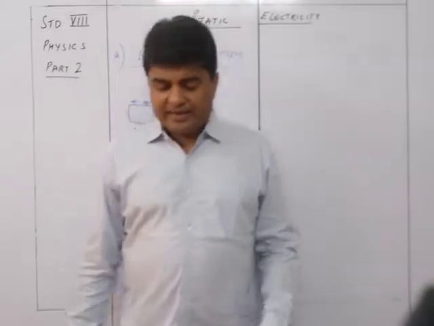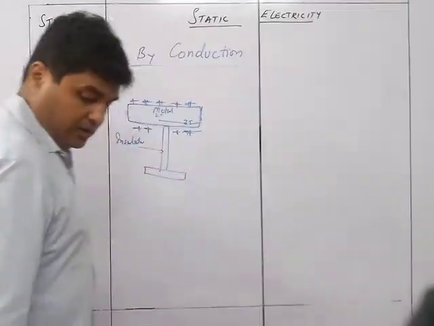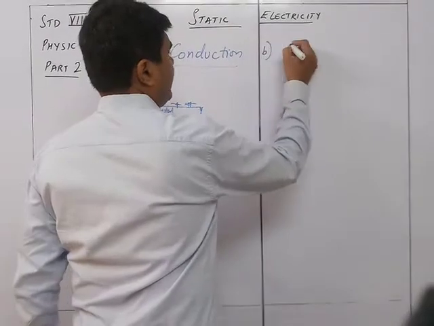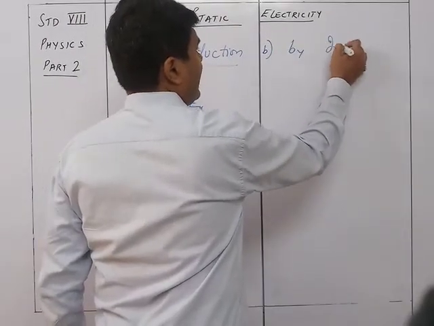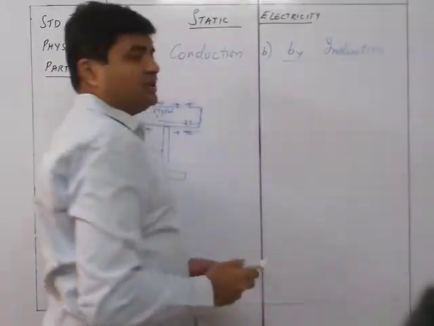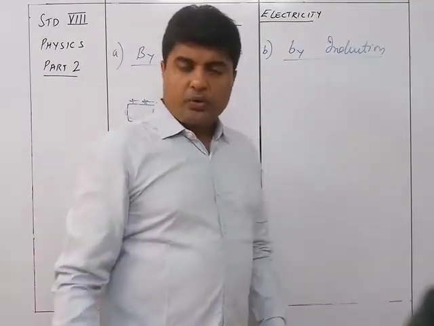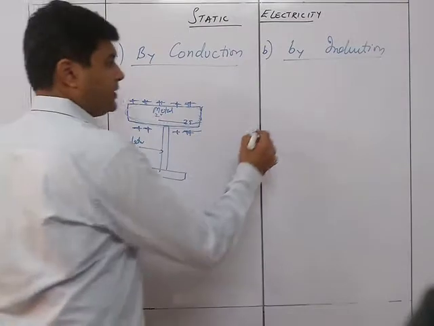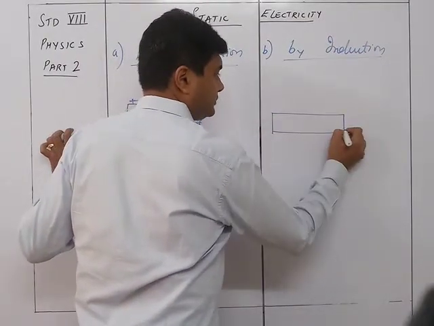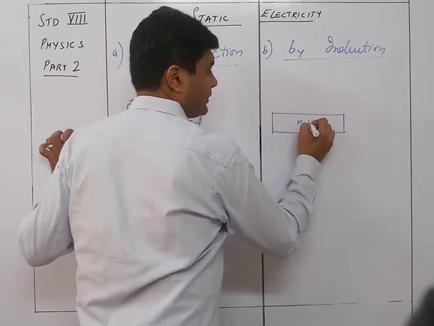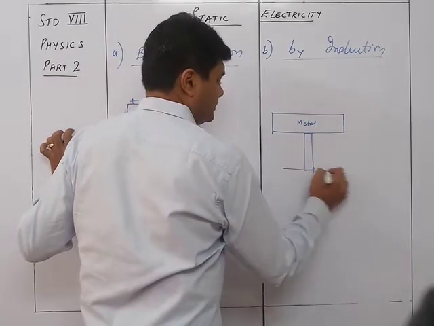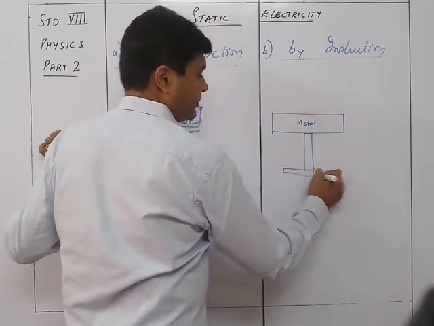The next thing is charging by induction. So the B part is by induction. In induction, what you do is you have a particular conductor. So this is the metal rod. You are going to place it on an insulating stand. So this is the insulating stand.